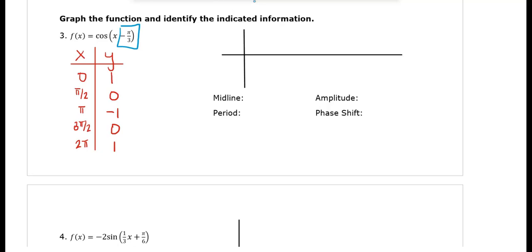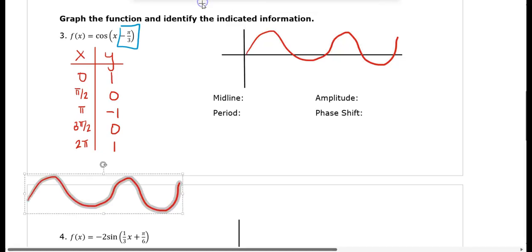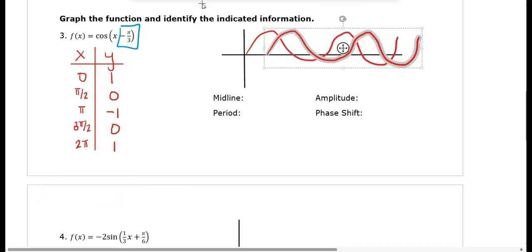So if I took whatever graph I have, and let me just draw that. If that's what I had for my graph, then instead I've just taken this graph and I'm going to shift it right pi over 3. Okay, that's all it's going to do. So that's what I need to remember with what I'm doing here.